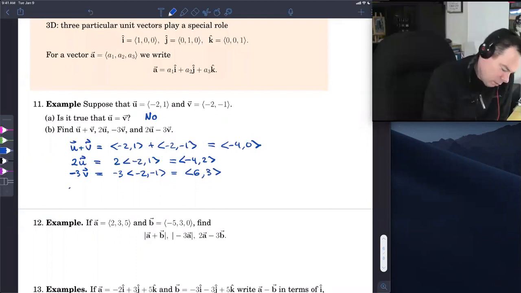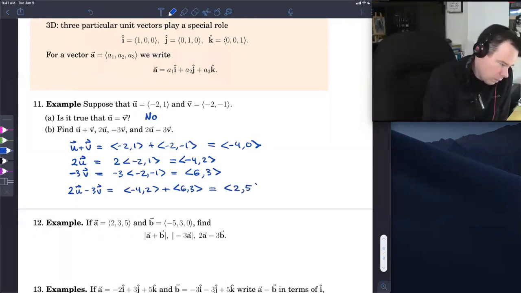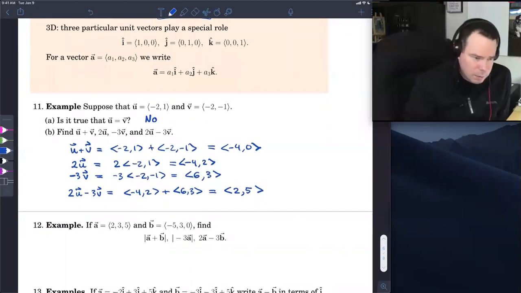And then lastly, we want to do 2u minus 3v, and that is equal to, well, we've already worked out 2u, and we've already worked out -3v, and so our result is (2, 5). Okay. Hopefully I haven't made any mistakes there.